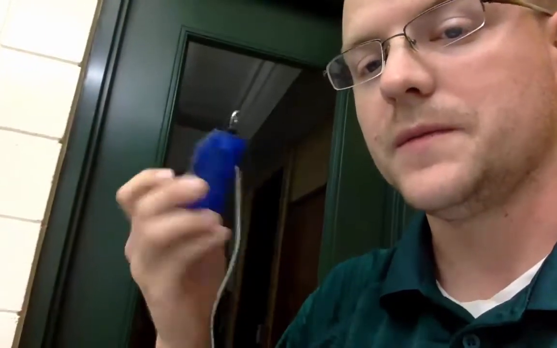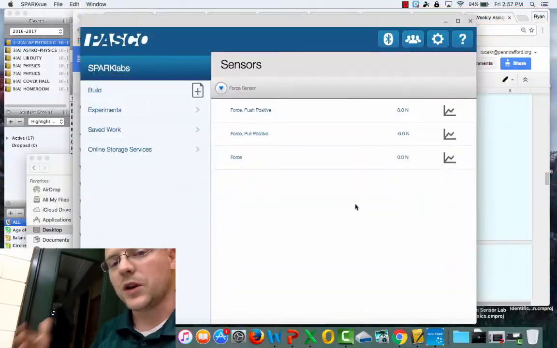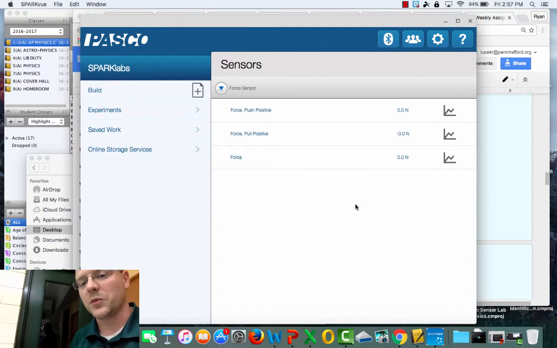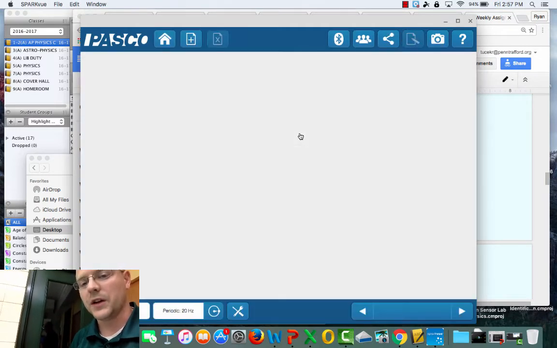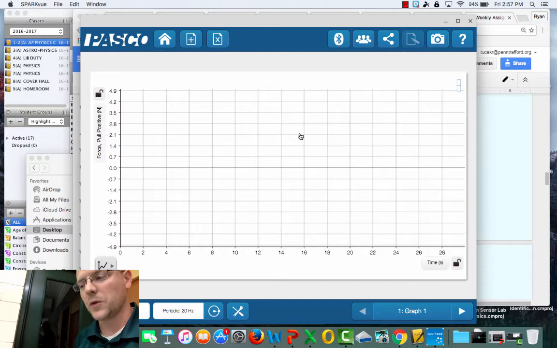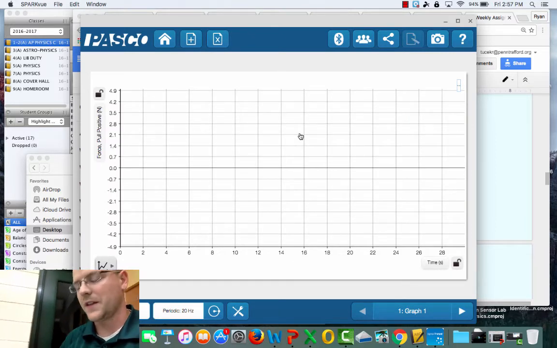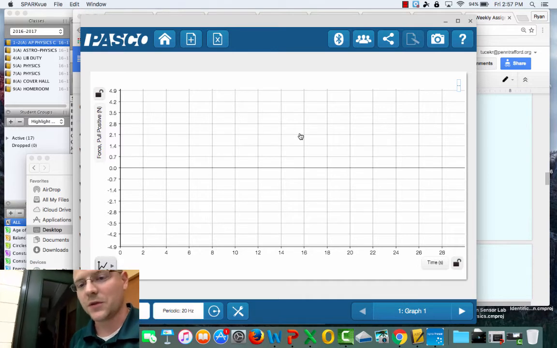So I'm going to show you our experimental setup here. Our experimental setup is going to be a friction block and a force sensor attached to the Spark. That's attached here to the computer with SparkView. I'm going to put this on pull positive for my force graph. When I hit play, it'll start recording the force that the force sensor records.